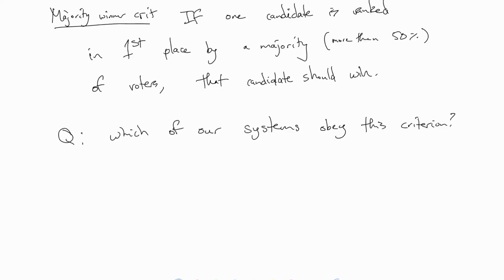So this is what I would like to discuss. The majority criterion is a desirable property. I hope everybody agrees with that. Like in a normal democracy, you kind of would want this to be true. This is how things are supposed to work. If there is actually somebody who a majority of the voters think is the best, they should probably win the election. All right. The question is, which of our systems actually do obey this?